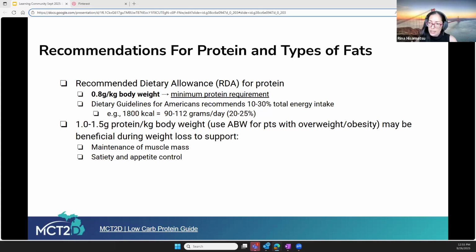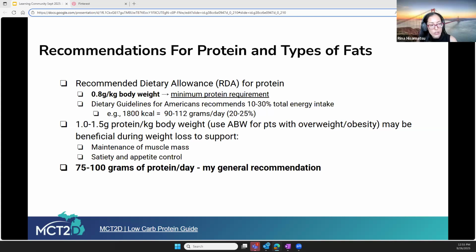And this slightly higher protein intake can be supportive during weight loss efforts by helping to maintain muscle mass, as well as increasing satiety and controlling appetite as well. And so generally, as a general guideline, I typically recommend 75 to 100 grams of protein a day. That's usually about 20 to 25 per meal if they're having 3 meals a day, and then maybe some snacks if that's part of their regular routine of eating.